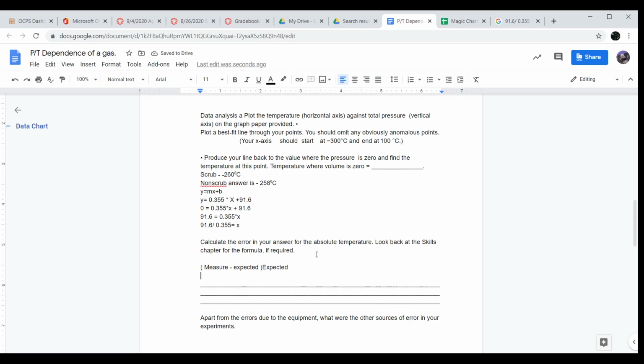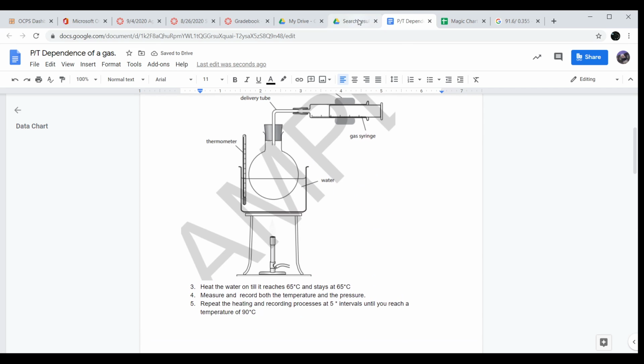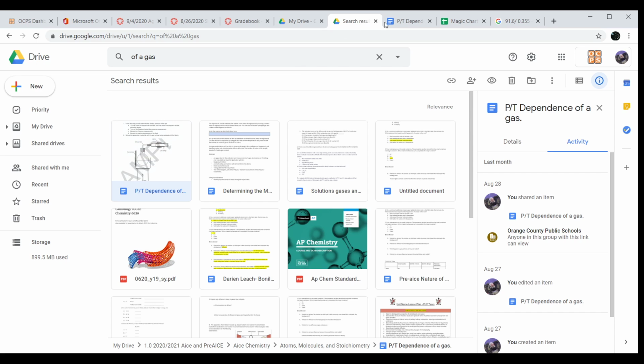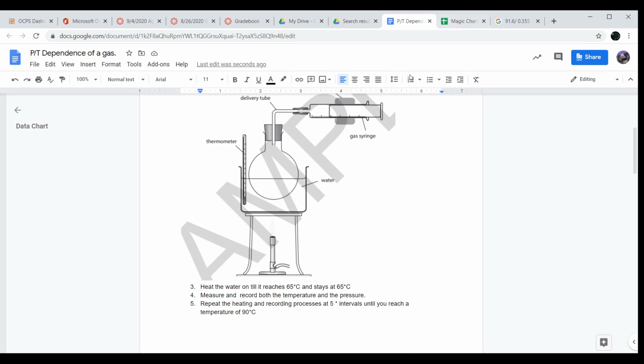So our measured temperature in this case was negative 258 minus expected. Now this means that we have to take a look and see, when is this expected? When would we expect to have absolutely zero pressure for a gas? And this is a gas that has nitrogen, it has carbon dioxide, it has all sorts of things in it.